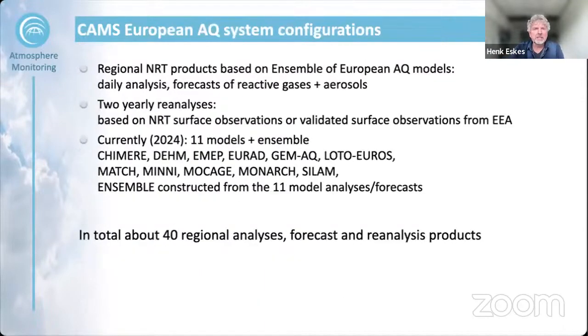And on the European side, we have a similar number of products. Again, we have daily analysis and forecasts of reactive gases and aerosols. And there's also reanalysis happening on a yearly basis. As I mentioned, currently we have 11 models contributing to the CAMS regional air quality ensemble, and the models are mentioned here on the slide. That also delivers quite a lot of different products. So we have order 40 analysis, forecast, and reanalysis products.